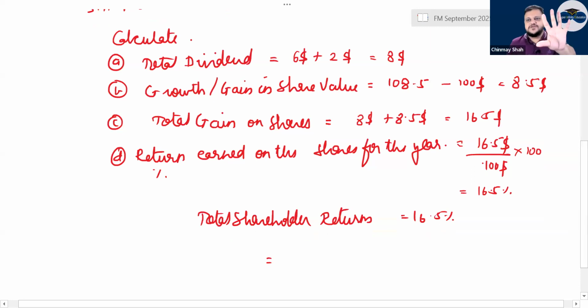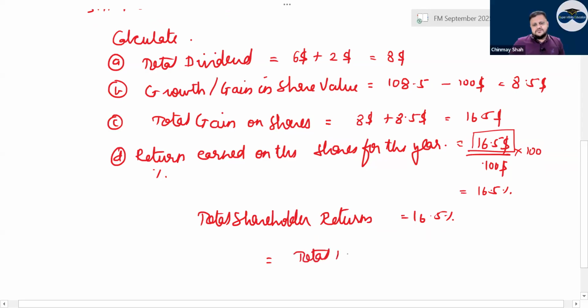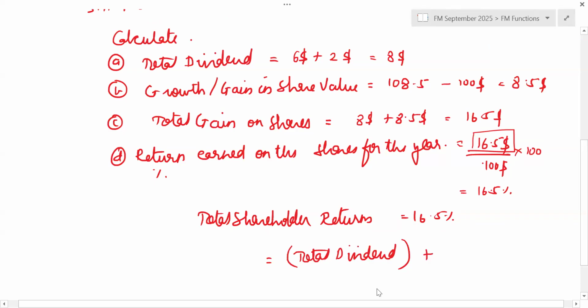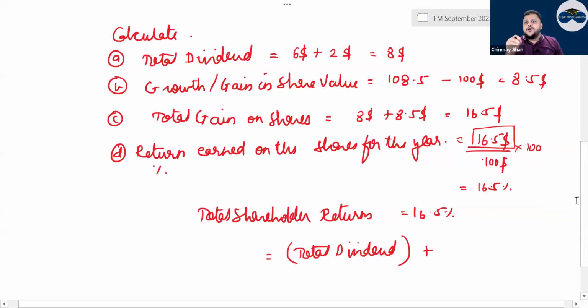Now see, 16.5, let's dismantle this total gain. In this gain, there are two components. What are the two components? Dividend and share growth. उसमें भी total dividend is there, correct? Total dividend plus what you have done in the numerator. शेयर का जो अप्रिसिएशन हुआ है वैल्यू. Correct. The capital appreciation, gain in share value.